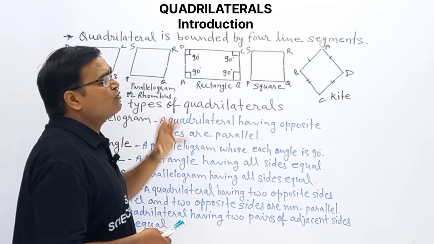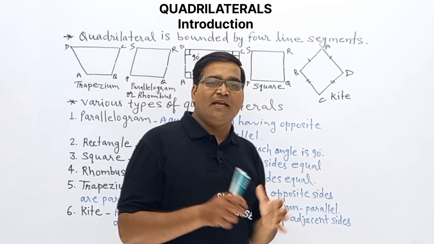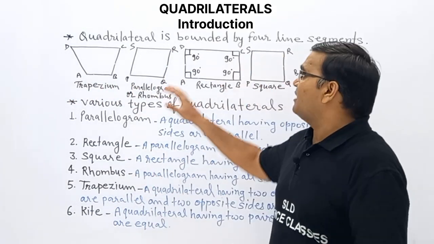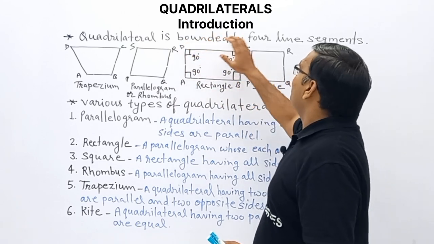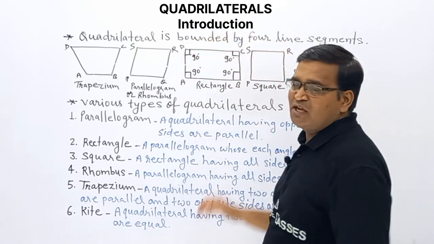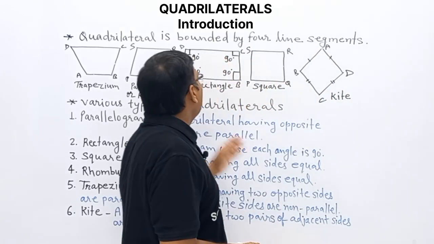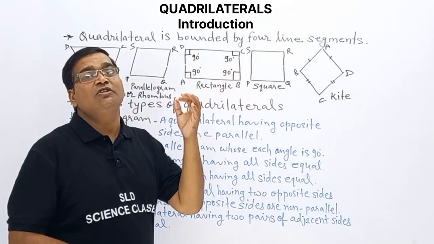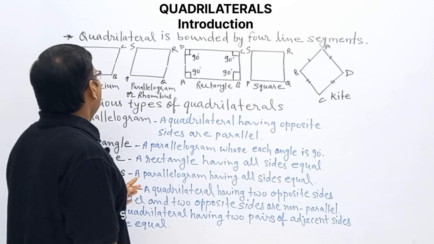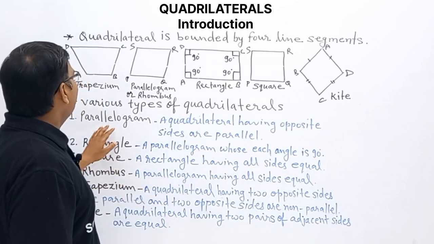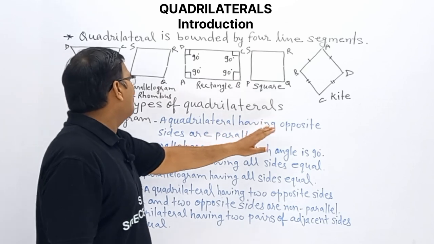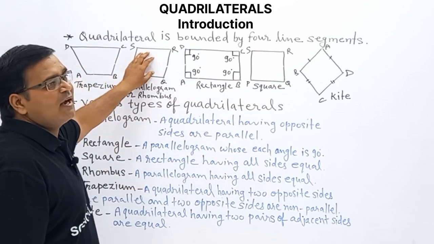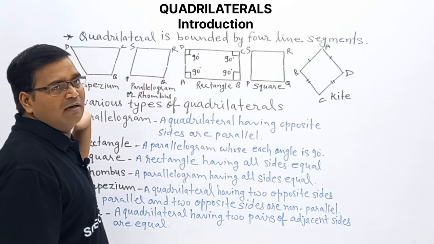So in this class we are studying quadrilaterals and various types of quadrilaterals. Again I am revising for one to two minutes. A quadrilateral is bounded by four line segments, and the sum of all angles in a quadrilateral will be 360 degrees. Clear? Now various types are there. First one is a parallelogram, having opposite sides parallel.